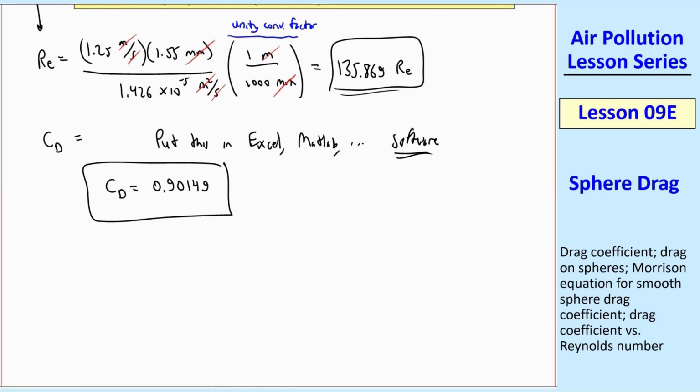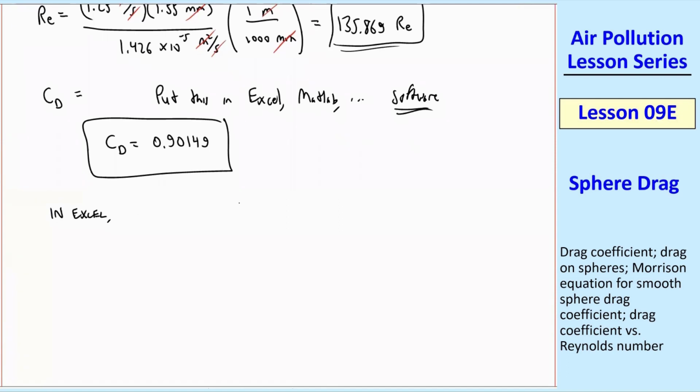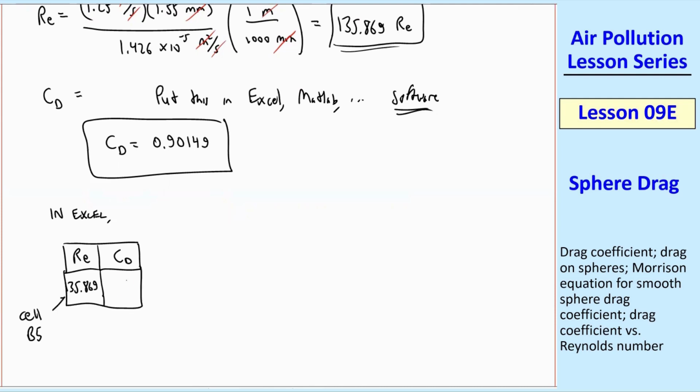I'm going to quickly show you in Excel, which most of you are using, and Excel is very good for these kinds of things when you have to do lots of different diameters later. Let's suppose we have a cell for RE and a cell for CD. Suppose that you put in a number, and now I'm going to put this number as 135.869. And let's suppose this is cell number B5. What do I do here? I want to get CD.